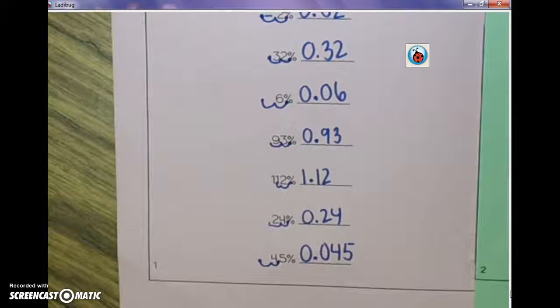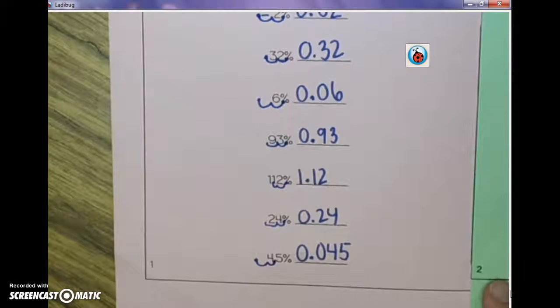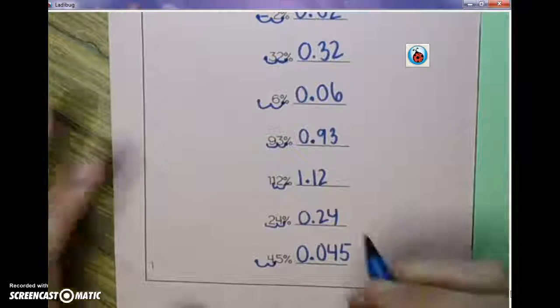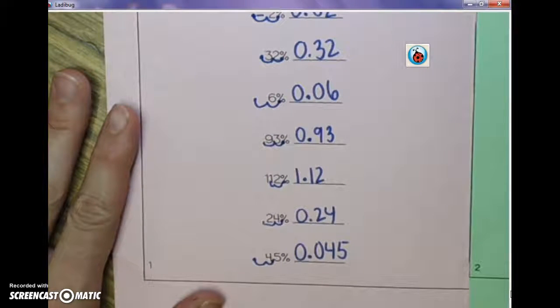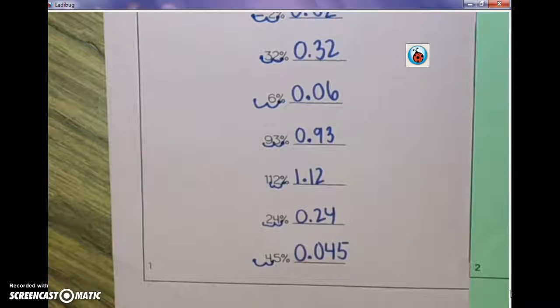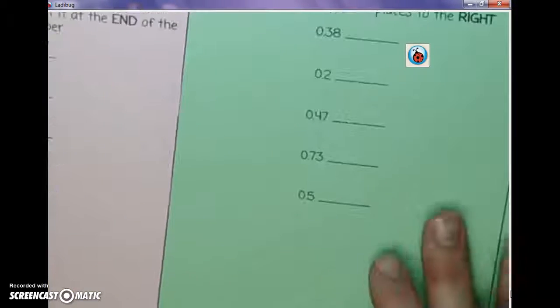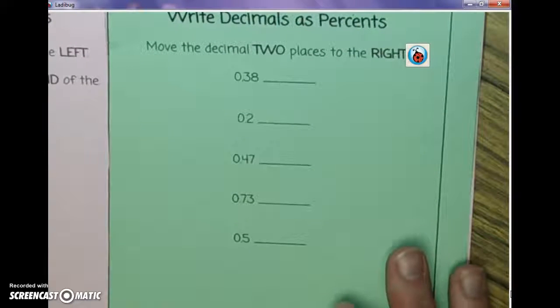So I told you this one was going to be an easy one, didn't I? I didn't get the 1.12 because I thought you had to put the decimal at the end, then you go 1, 2, so 1.12. Okay, it can go in between the numbers too. Was that kind of what you were thinking? Yeah. Okay.